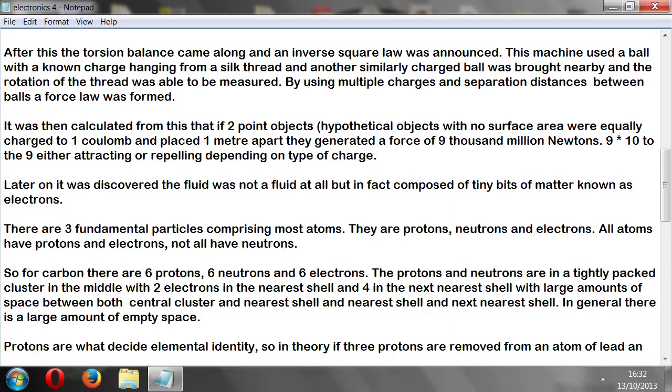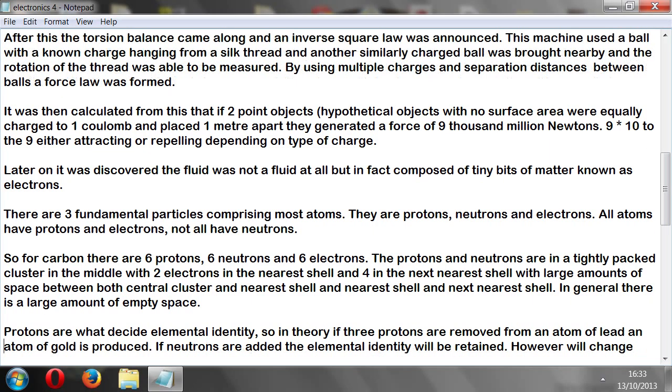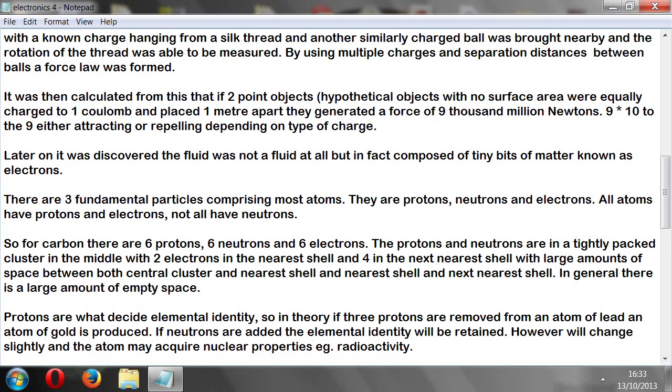There's large space between both the central cluster and the nearest shell next to it. So the point I was trying to make here in general was that there's a large amount of empty space. It's hard to say exactly, but in reality, that is what atoms look like. It's well known. You just have the very tightly packed cluster of protons and neutrons in the middle, and then the electrons are very, very free. Dislodging them is not a big deal compared to the effort it takes to dislodge protons and neutrons from the central cluster.